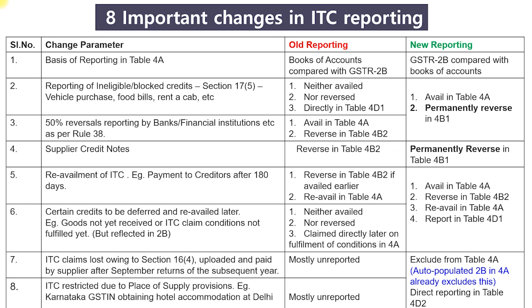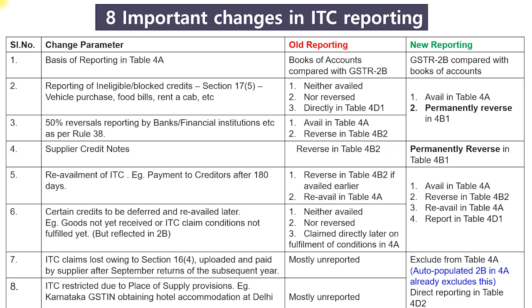The fifth important change is with respect to reavailment of ITC. Rule 37 I'm talking about here. Let us say I made the payment to my creditors after 180 days. Earlier what we used to do was reverse in table 4B2 if it was availed at the very first instance. That is, I availed the ITC, I could not make the payment within 180 days. So I reversed that in 4B2 and again reavailed in table 4A.